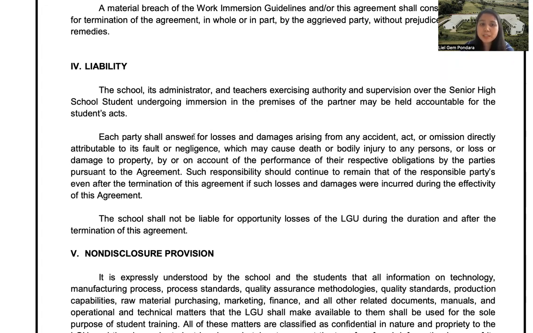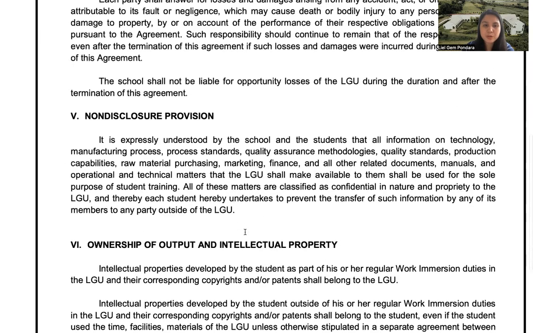Next, each party shall answer for losses and damages arising from any accident, act, or omission directly attributable to its fault or negligence. So again, your safety is our topmost priority in the work immersion program. Now, the last is the school shall not be liable for opportunity losses of the partner during the duration and after the termination of this agreement.